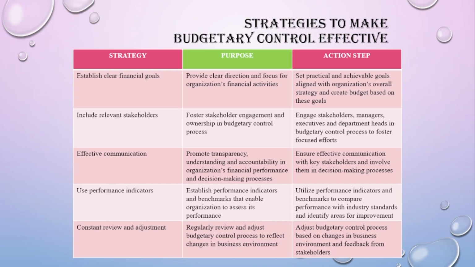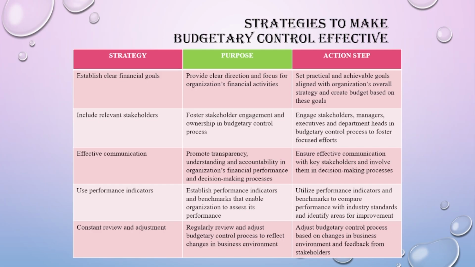The strategies to make budgetary control effective. First strategy, establish clear financial goals. What is the purpose? Provide clear direction and focus for the organization's financial activities. Action step, set practical and achievable goals, align with the organization's overall strategy, and create budgets based on these goals.